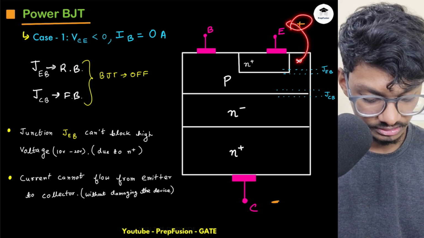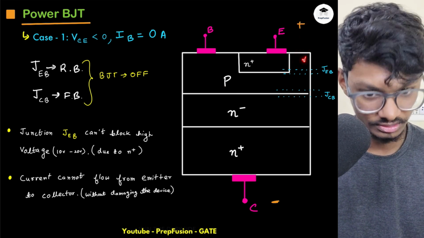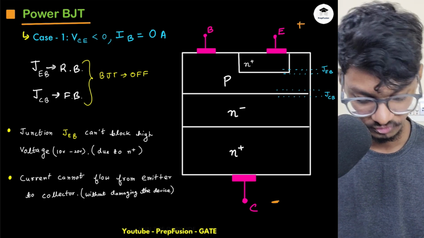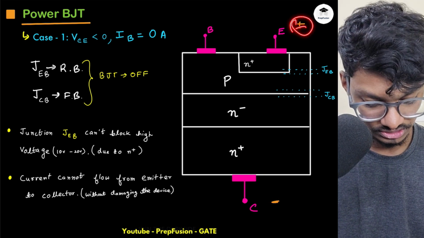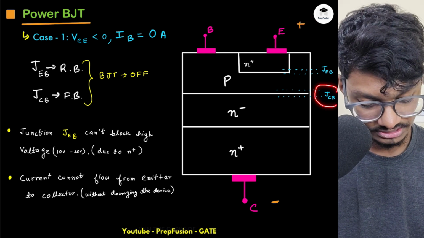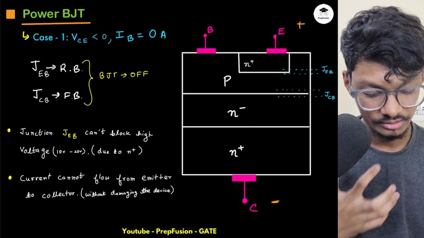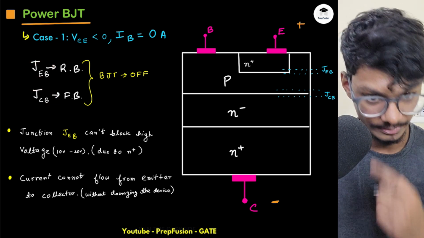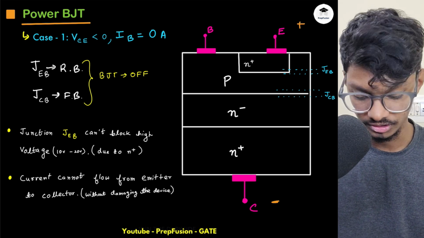Now the next point comes for this JCB junction. This plus is connected with P, but the base is floating. There is no base current, the base is floating. Now this negative is connected here, and the positive is connected at the emitter. So this junction will be forward bias as the negative is connected here. So junction JCB is forward bias and junction JEB is reverse bias. The emitter base junction is reverse bias, the collector base junction is forward bias. You can go through the BJT analysis of Himanshu, he will also explain that.